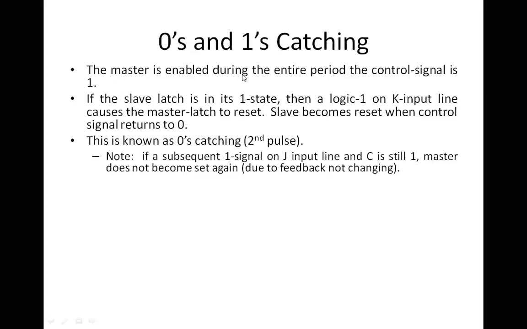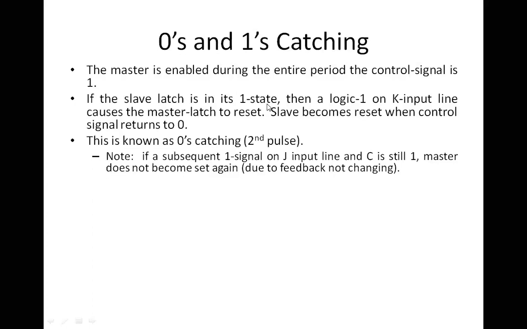The master is enabled during the entire period when the control signal is 1. I think all of you are clear with this point. If the slave latch is in its 1 state, what do you mean by the slave latch being in 1 state? The output of the slave is 1, which means QS is equal to 1. Then a logic 1 on the K input line causes the master latch to reset.